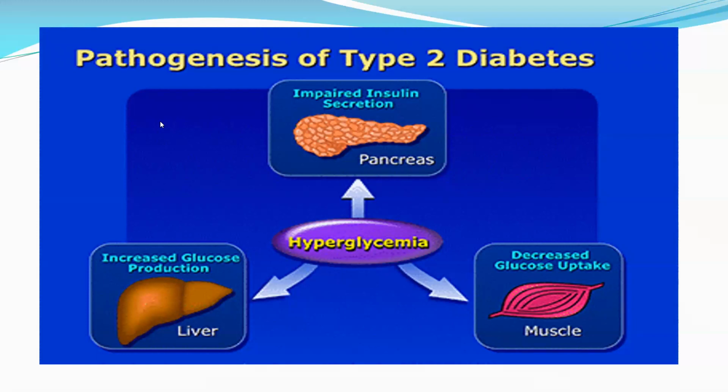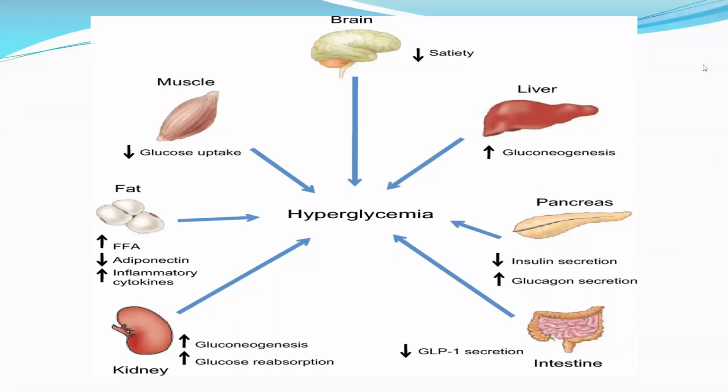So we can view that hyperglycemia in type 2 diabetes is actually multifactorial, partly because of impaired insulin secretion, and impaired insulin secretion results in increased glucose output by the liver through the process of gluconeogenesis. At the same time, defective insulin secretion will result in decreased glucose uptake and utilization.